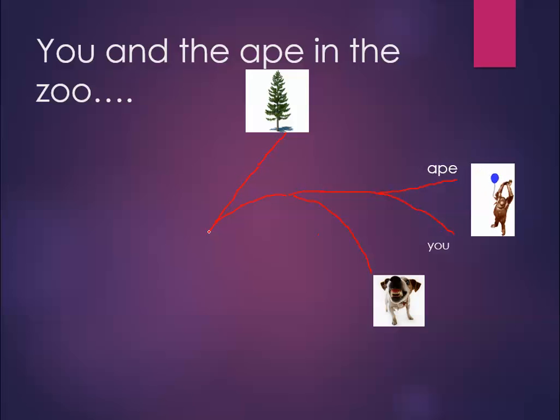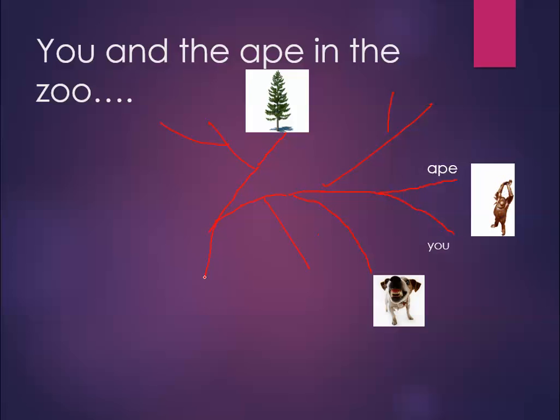So you, and again, there's other branches, of course, coming off here. There's other mammals and other animals and other types of plants, all right? But yes, according to evolutionary theory, if you go far enough back in time, you and the ape in the zoo and your dog and your Christmas tree have an even more distant common ancestor.